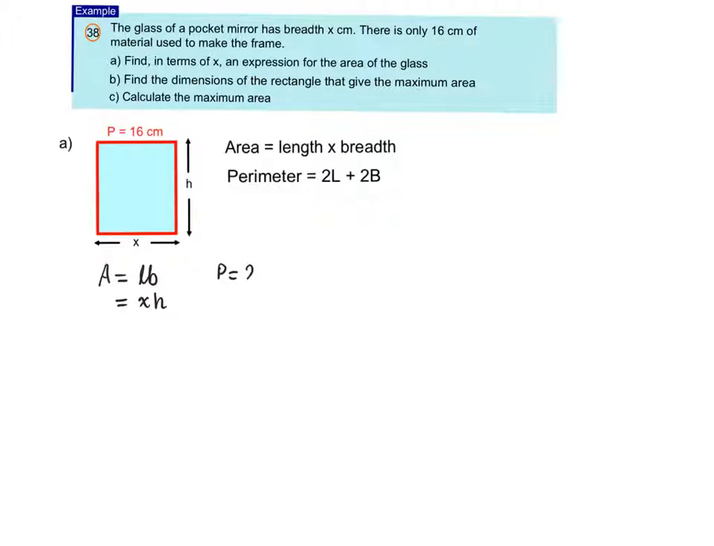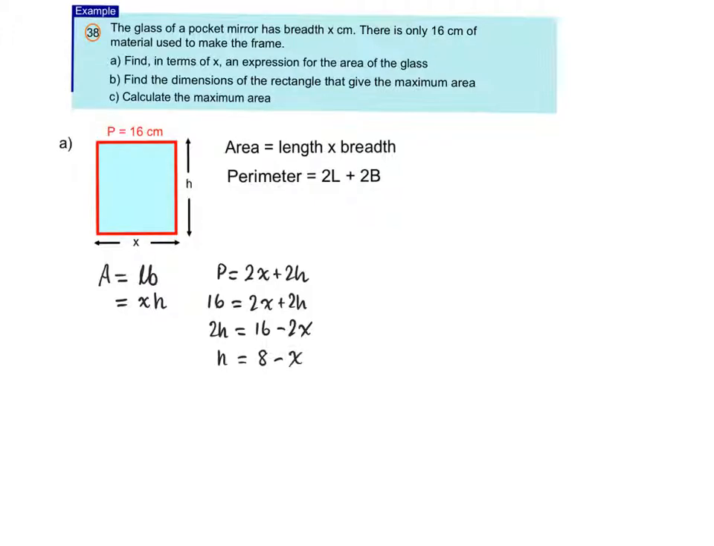We know that the perimeter is going to be 2 times x plus 2 times h, and it's just a case of rearranging this formula because we know the perimeter is 16, it told us that. We need to rearrange this formula to figure out what h is. So when we rearrange it, we get h equals 8 minus x.